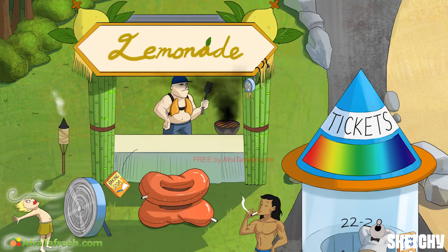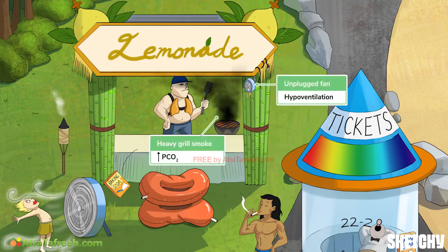In respiratory acidosis, blood pH decreases when the lungs can't remove enough CO2 due to hypoventilation, which is why this poorly ventilated lemonade stand is accumulating so much CO2 smoke. Jeez, who starts grilling without plugging in the fan?